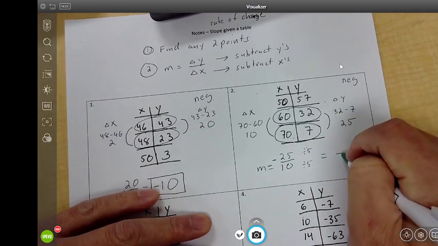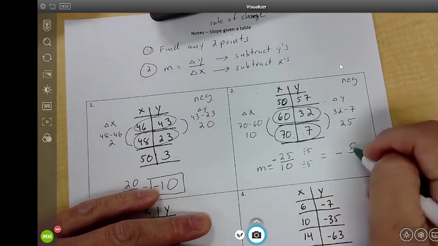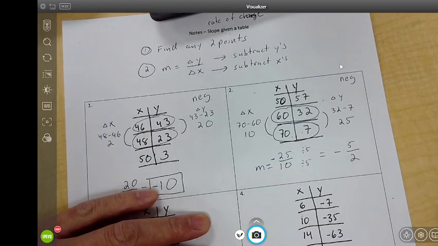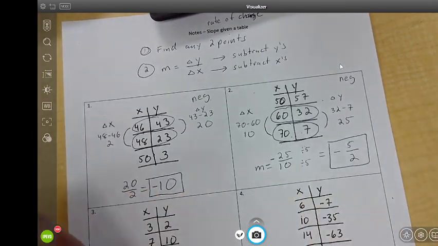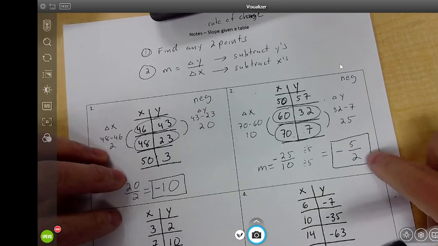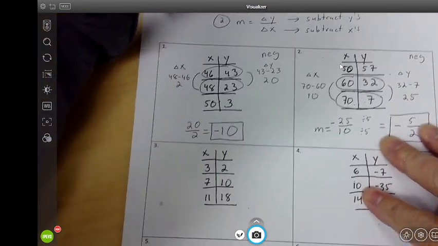Okay, so I'll have a negative 25 divided by 5 is 5. 10 divided by 5 is 2. It's a negative 5 over 2. That's my slope. Negative 5 over 2, 25 over 10, same thing. It wants you to simplify it. Okay. Alright, let's take a look at number 3.